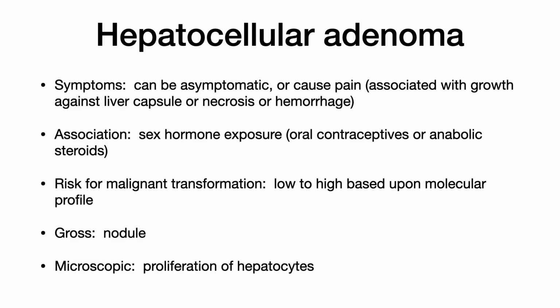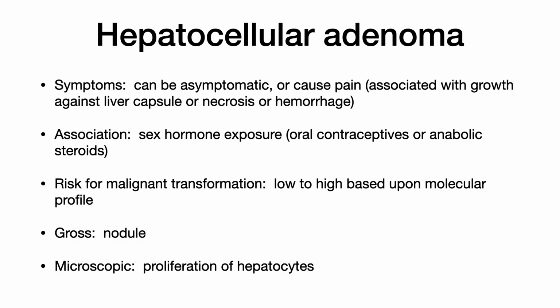So hepatocellular adenoma, once again, it's a nodule. A nodule, especially benign, can be asymptomatic, but I like the one here that it could be associated with pain, and that can be if it grows and pushes on the liver capsule, that could cause pain. Or anytime a mass has hemorrhage or necrosis, and hemorrhage or necrosis does not have to imply malignancy, it could potentially cause pain too. This one's commonly associated with sex hormone exposure, so oral contraceptives or anabolic steroids. And then it has a low to, it says high, possibility of malignant transformation. Some of them are very low, some of them can be fairly high, and it's based upon its molecular profile, is what it says.